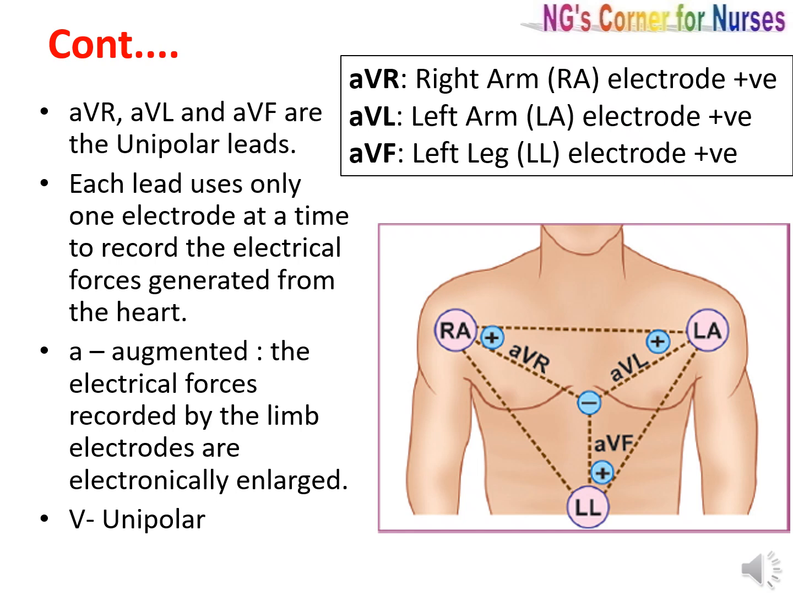The A stands for augmented because the electrical forces recorded by the limb electrodes are electronically enlarged, and V stands for unipolar. The unipolar limb electrodes used to form each unipolar limb lead are: AVR, which means right arm electrode positive; AVL, that is left arm electrode positive; and AVF, for left leg electrode positive.